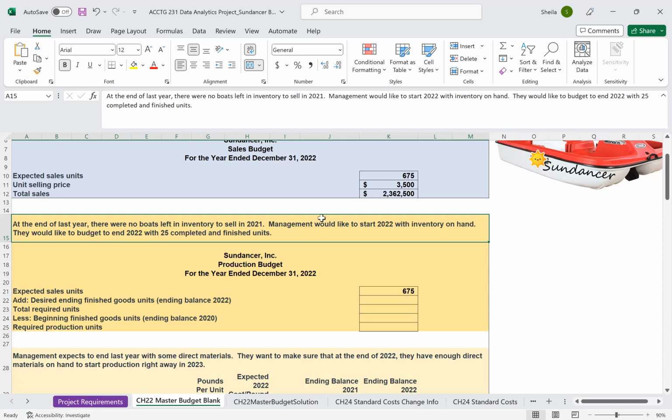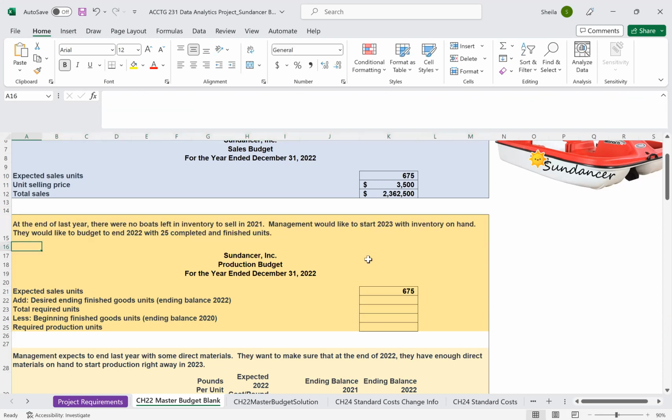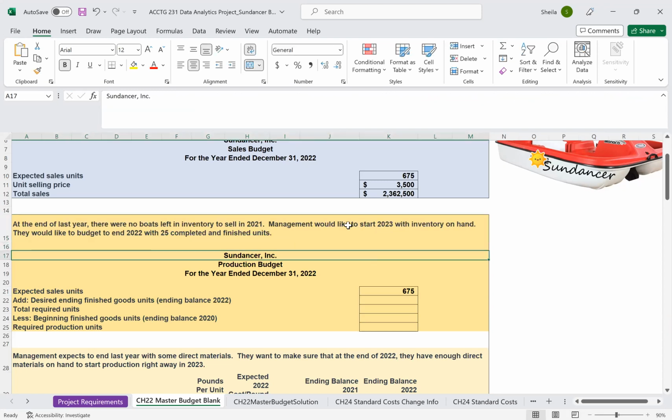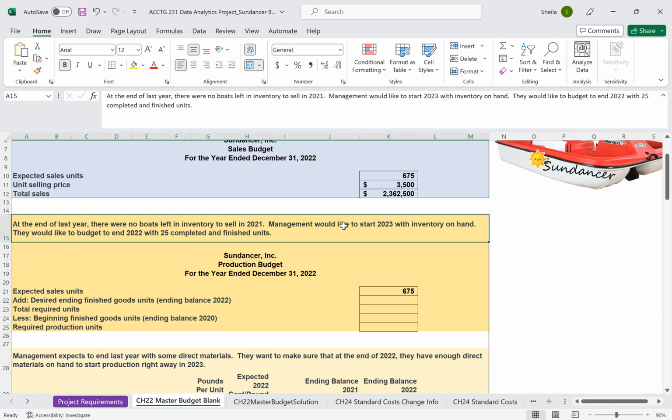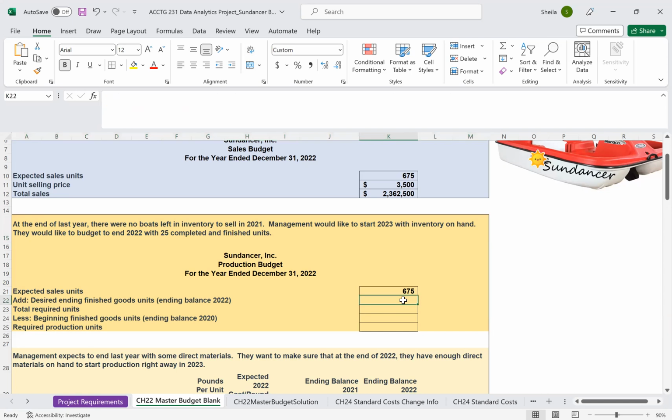And as I think about that, I need to update this date. I'm sorry. We want to start the following year with inventory on hand. So on January 1, 2023, we want to have inventory. We did not have inventory at the beginning of 2022. Okay, so it says there were no boats left in inventory in 2021. So we want to budget to end the year of 2022 with 25 completed units. So I'm going to put those in here.